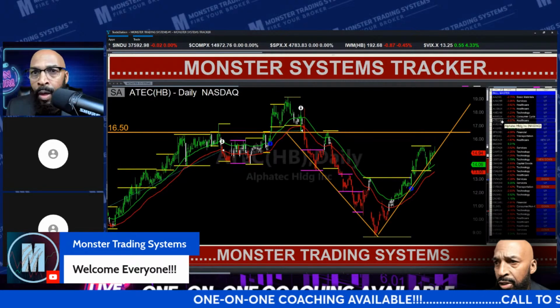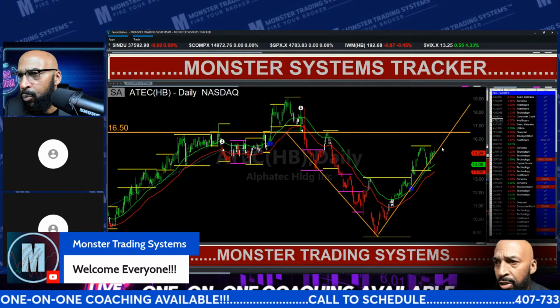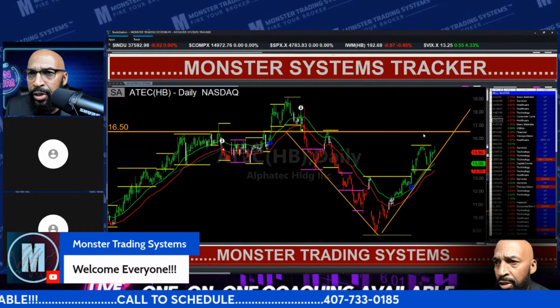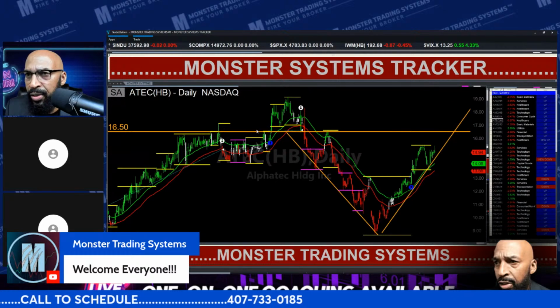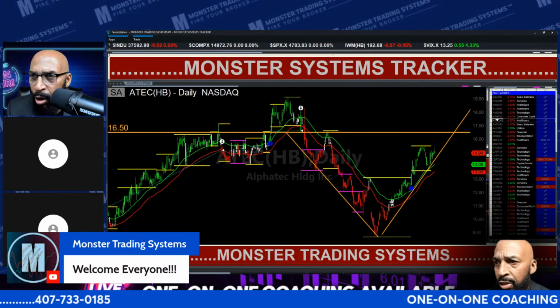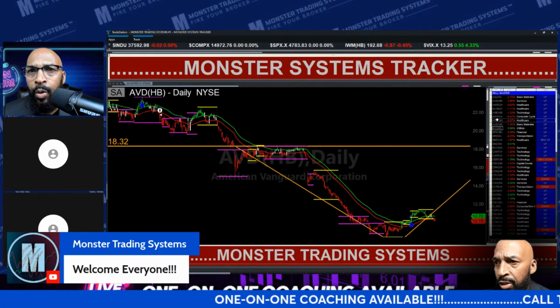ATEC. Buy signal here, nearing resistance here. This is where sellers are sitting. So always be aware of what's above. Always be aware of your resistance above, where sellers are.